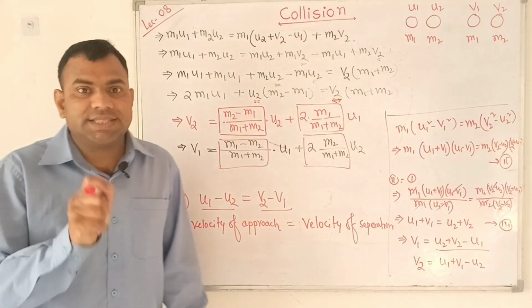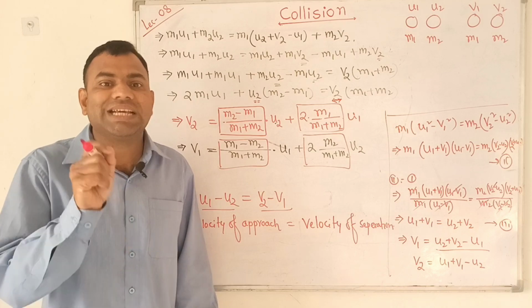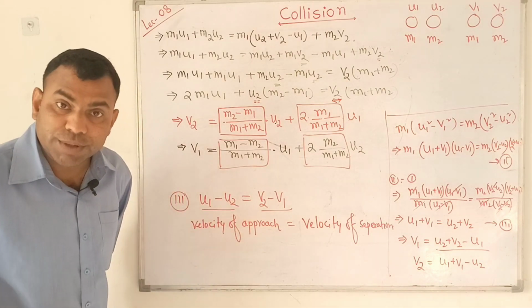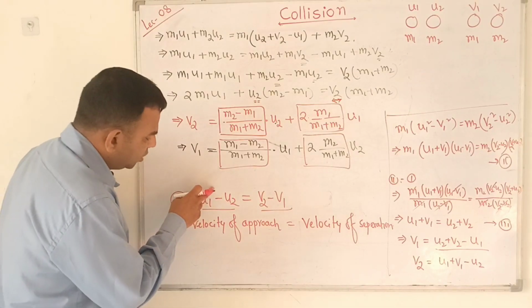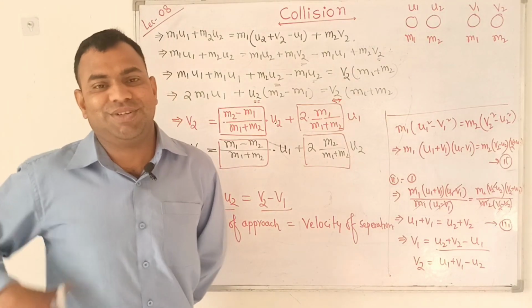And this happens only in the case of elastic collision. In elastic collision, velocity of approach is equal to the velocity of separation, or the relative velocity before collision is equal to the relative velocity after collision.